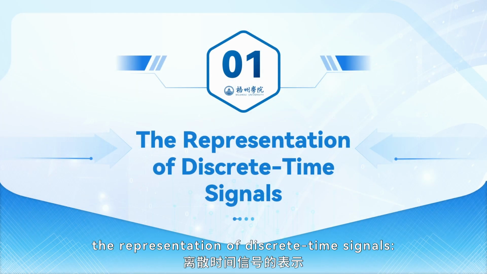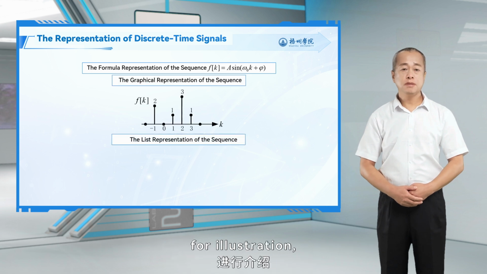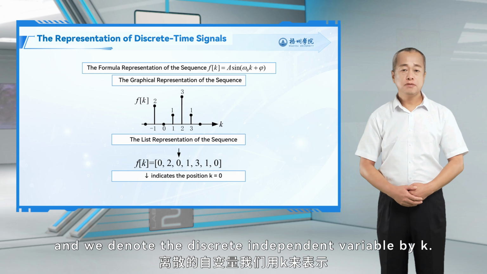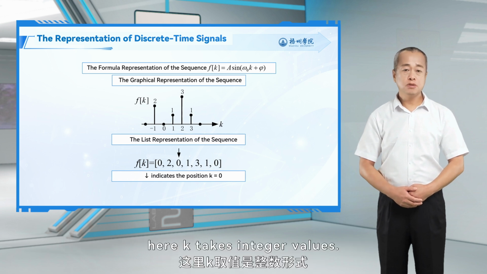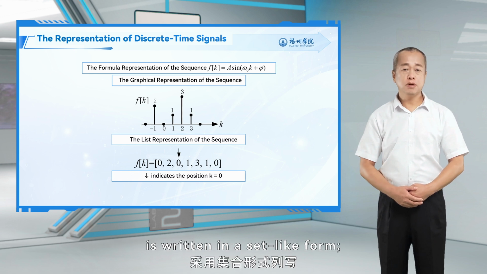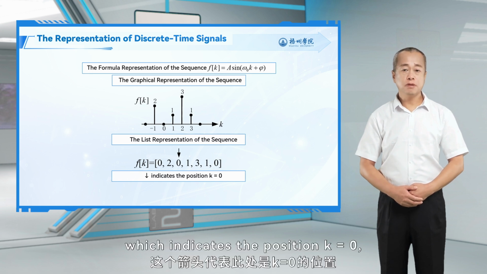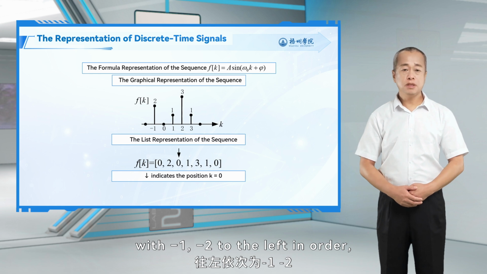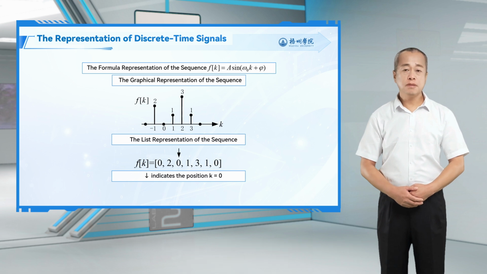Part 1, the representation of discrete time signals. We will use a discrete sinusoidal periodic sequence for illustration, and we denote the discrete independent variable by k. The plot enumerates the function values at points from -2 to 4. Here k takes integer values. The list representation of the sequence is written in a set-like form. We note an arrow above 0, which indicates the position k equals 0, with -1, -2 to the left in order, and +1, +2 to the right in order.